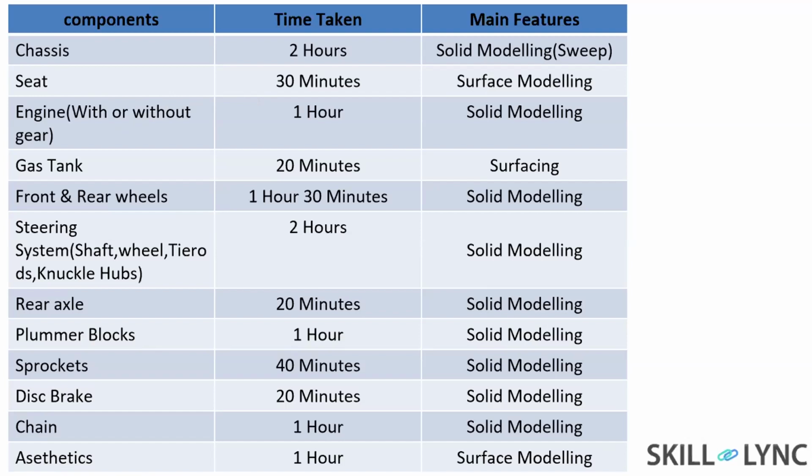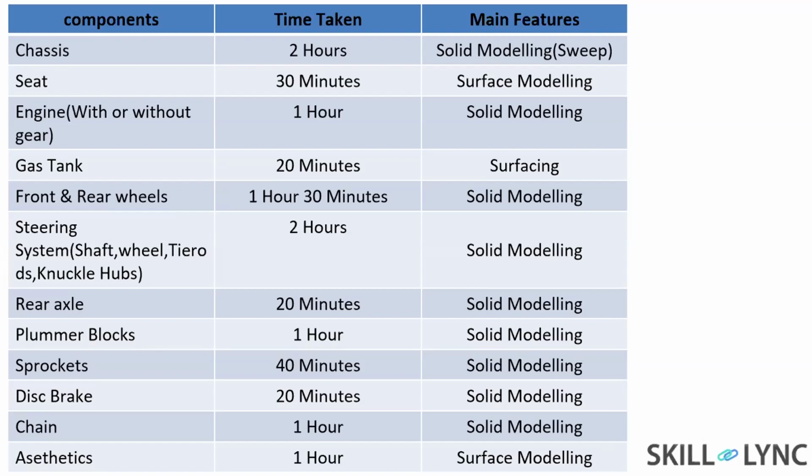The other component is the gas tank, where I used surface modeling. For the front and rear wheels, I used solid modeling. The steering system consists of the steering shaft, steering wheel, tie rods and knuckle hubs, and I modeled it all in the solid modeling of SolidWorks. The rear axle was also done in solid modeling, and so were the plummer blocks. The plummer block consists of 3 or 4 components, like the inner bearing, outer bearing and the ball bearings inside, and I used solid modeling to design them.